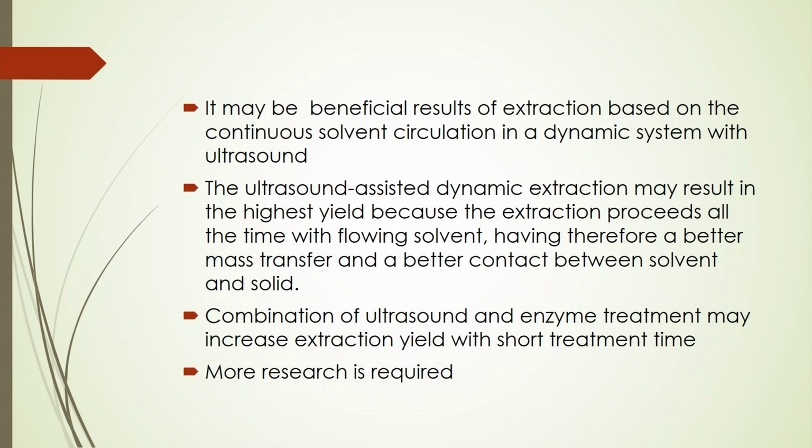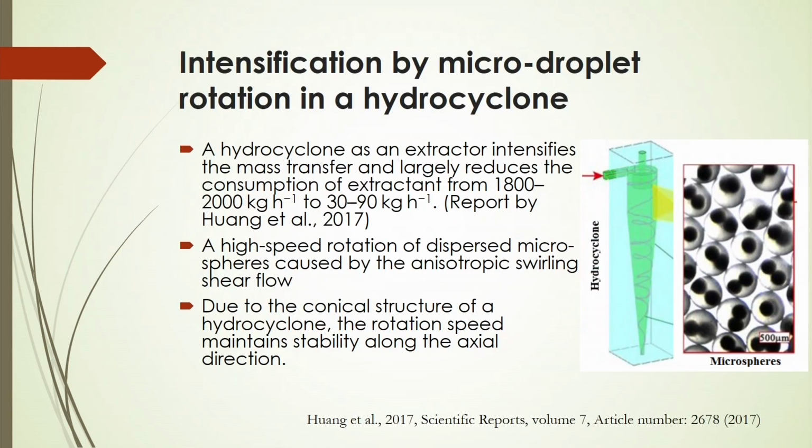So, ultrasonically assisted extraction can also be coupled with vacuum distillation in order to extract and subsequently concentrate the aroma compounds from natural sources of herbs. So, you can combine the ultrasound-assisted process with other mechanisms to get more intensification of the extraction process. Now, intensification can also be possible by micro droplet rotation in a hydrocyclone system. The hydrocyclone as an extractor intensifies the mass transfer and largely reduces the consumption of extractant from 1800 to 2000 kg per hour to 30 to 90 kg per hour.